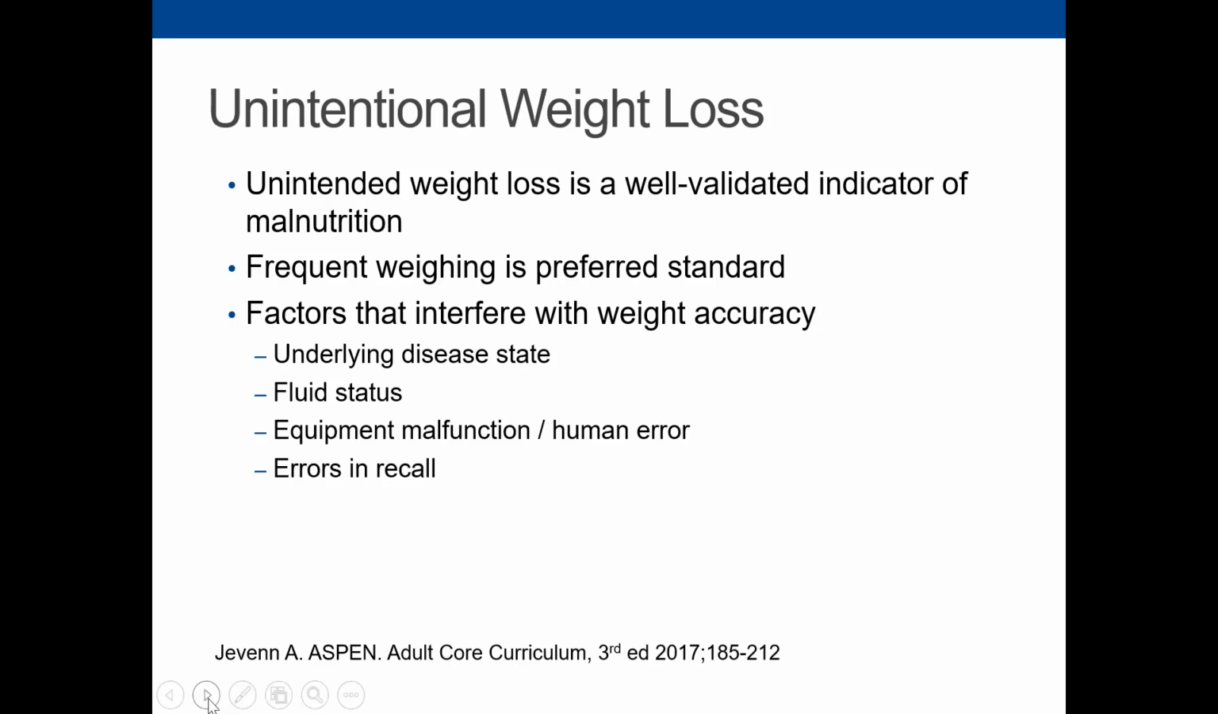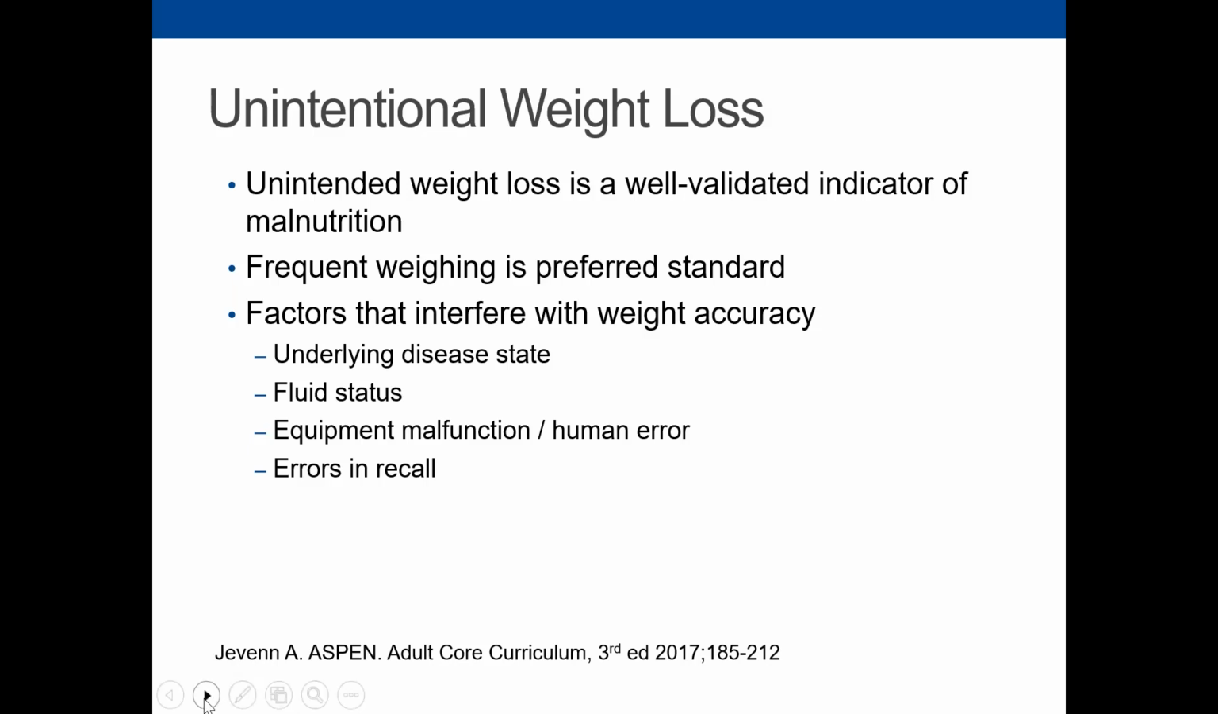I think for those of us that have been using this, and many of you would agree, that there are lots of opportunities that can impact the accuracy of an individual's weight. So the underlying disease state, an individual's fluid status, and we'll talk about this when we talk about edema, equipment malfunction, human error: the bed scale wasn't zeroed out, or there are pillows on the bed or something on the bed that wasn't meant to be included in the weight.